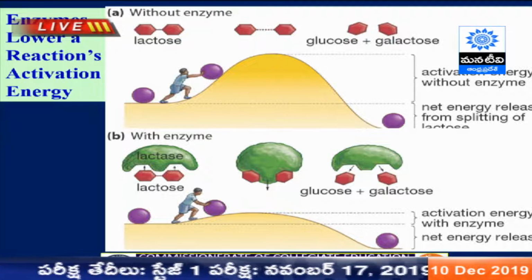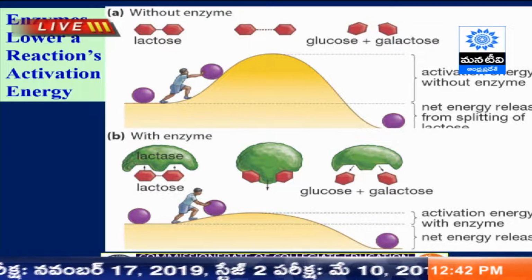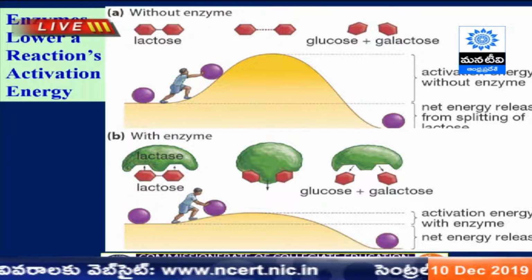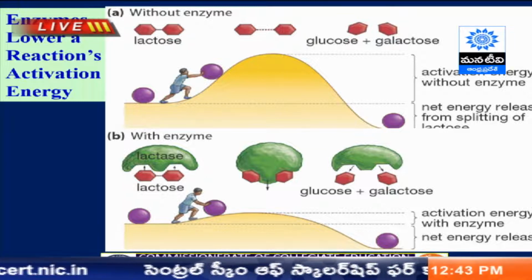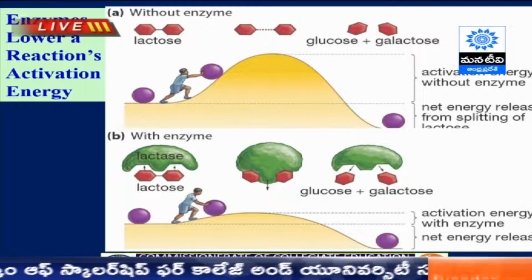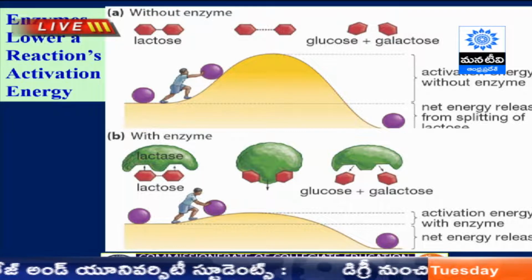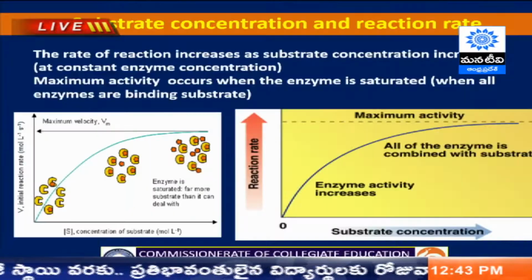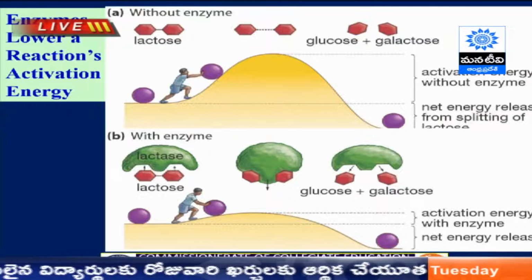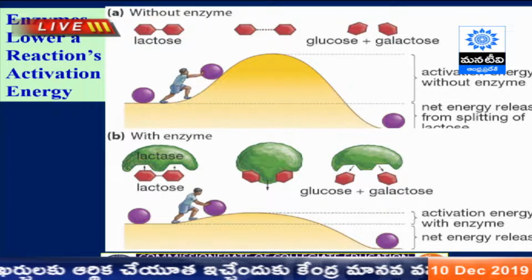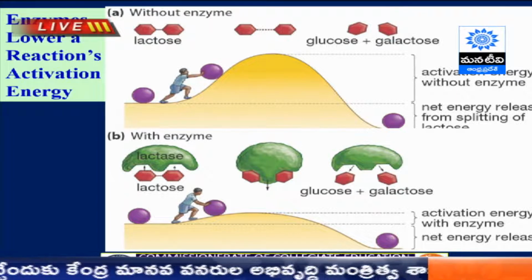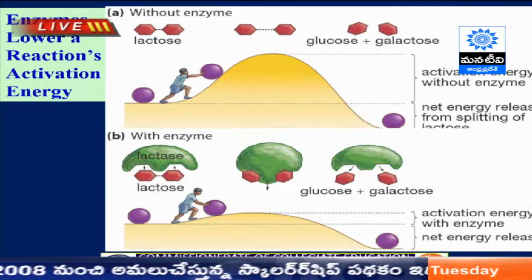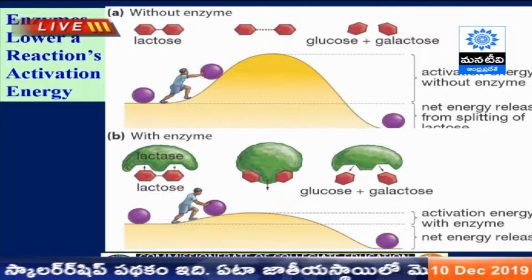So in the first diagram A, without enzyme, the lactose molecule is dissociating into glucose and galactose. That means there is no lowering of activation energy without the enzyme. Here the lactose itself is dissociating into glucose and galactose. But with the addition of the enzyme lactase, the same reaction is occurring. The lactose is dissociating into glucose and galactose, but the only change is that lactase is added to the lactose. See, there is a difference in the activation energy from A to B.